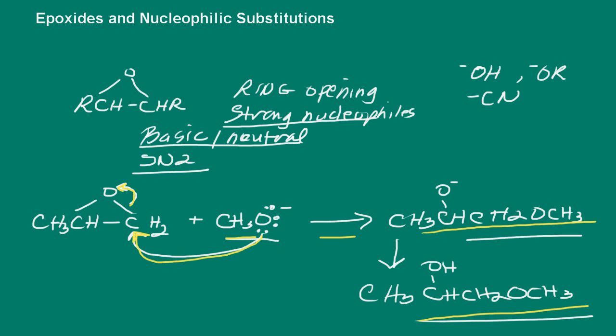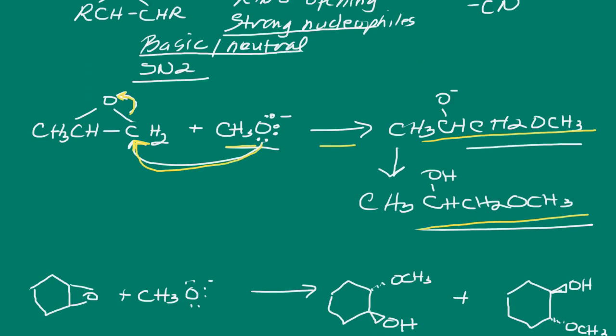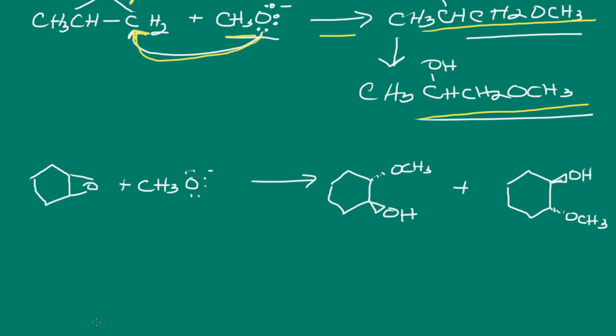So let's take a look at an example here. What I have here is 1,2-epoxy cyclohexane and react it with our strong nucleophile, methoxide ion. We end up with two products. Notice that the reactant, our epoxide here, is achiral. So it has no chiral center. But notice our products here, we have two chiral centers in the products. So what we have here is a pair of enantiomers.